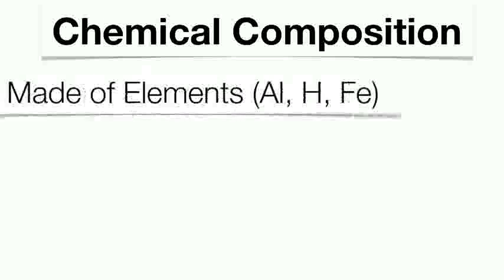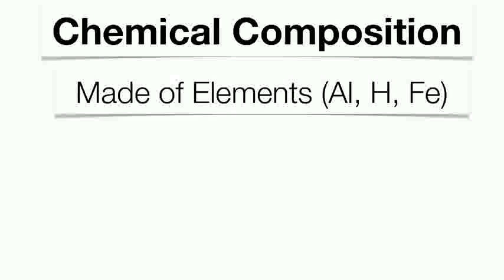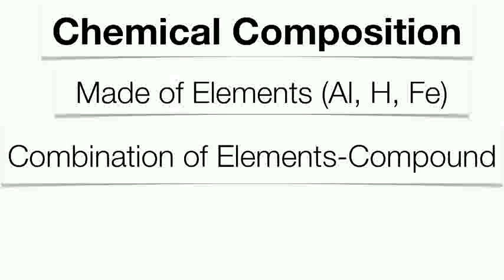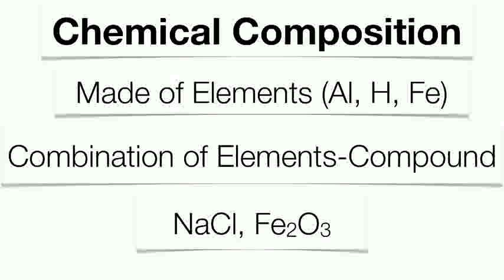So the chemical composition is important because some minerals are going to be made up of a single element. Some are made up of a multitude of elements called a compound. The majority of your minerals on your reference table are going to be made up of compounds, such as NaCl and Fe2O3.